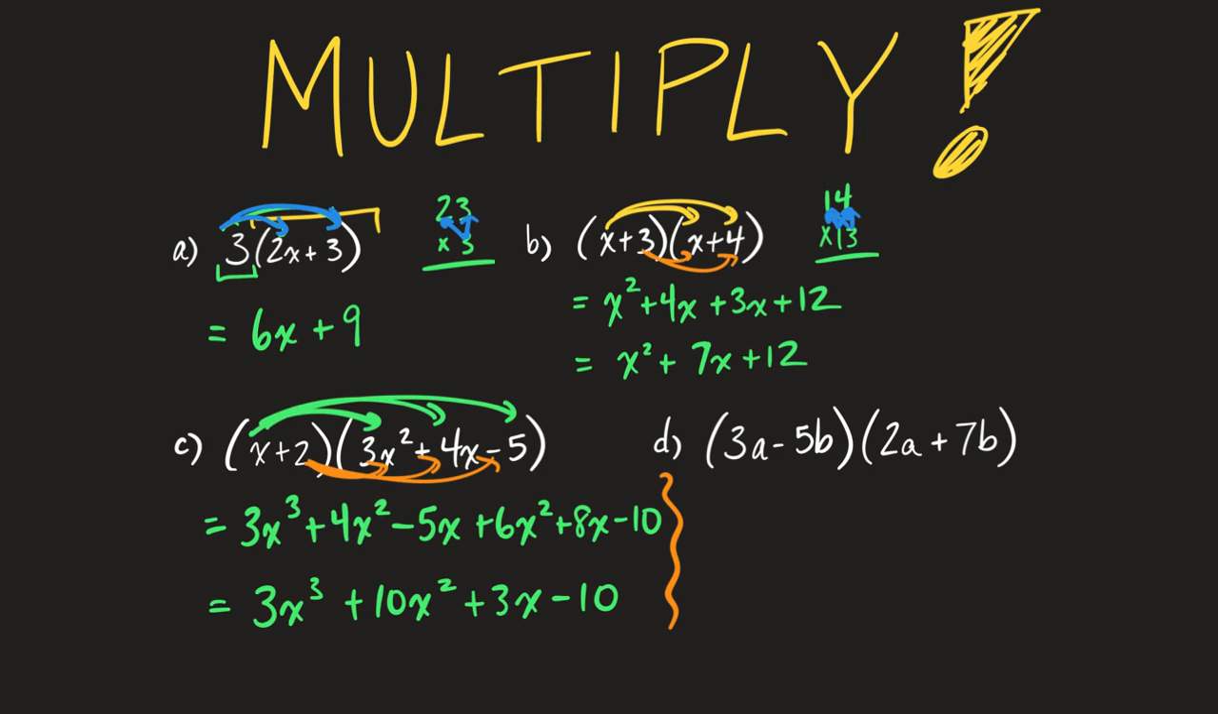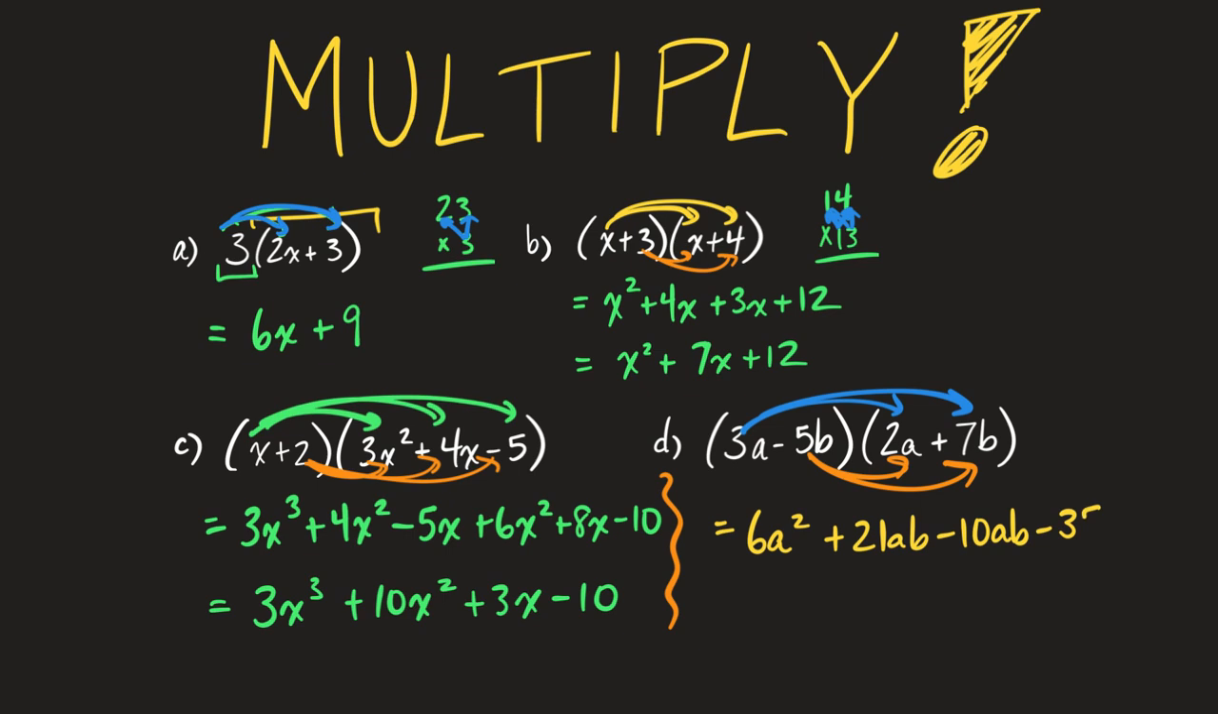So for me to take two things and multiply it by two things, I need to take all parts of the first, multiply it by all parts of the second. So if I was to expand that, this one's your gauge. 3a times 2a is a 6a squared. 3a times 7b is a 21ab. Negative 5b times 2a is a negative 10ab. And negative 5b times positive 7b is a negative 35b squared.